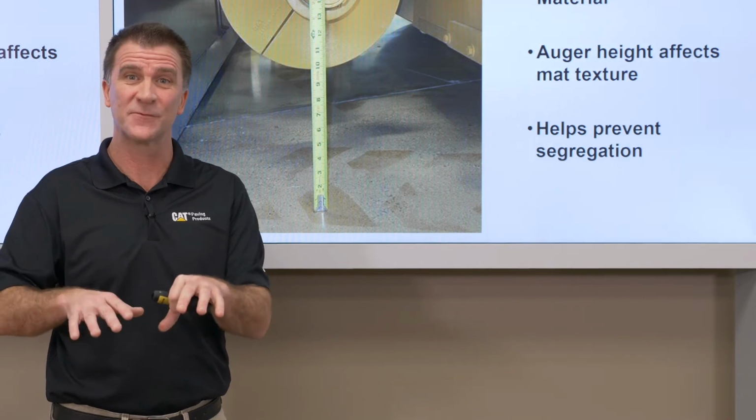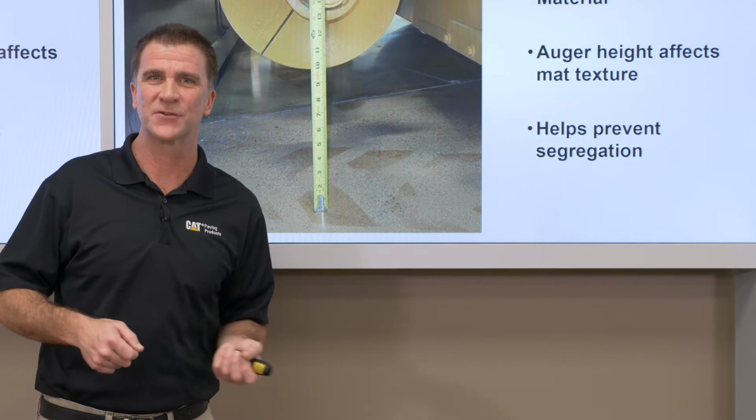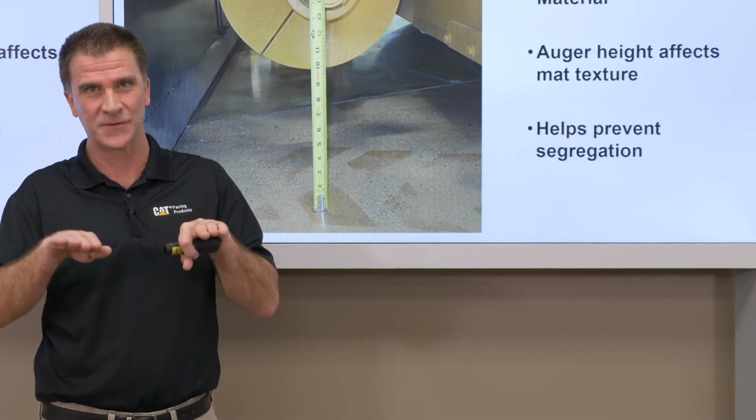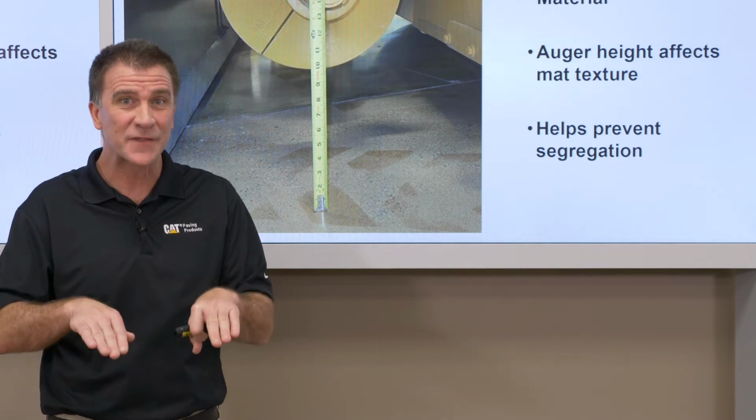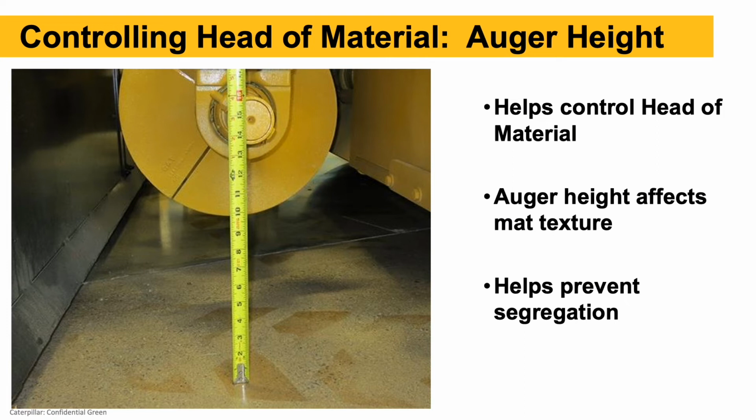And what happens in the field is we try to counteract that by using our depth control screws, or if we're in automatic grade control, the automatic grade controls are constantly trying to bring that screed back down, if you will. So auger height's really important for maintaining and controlling that head of material.